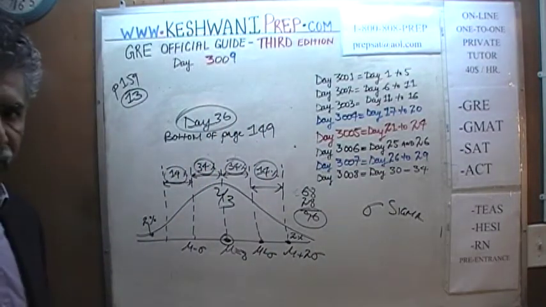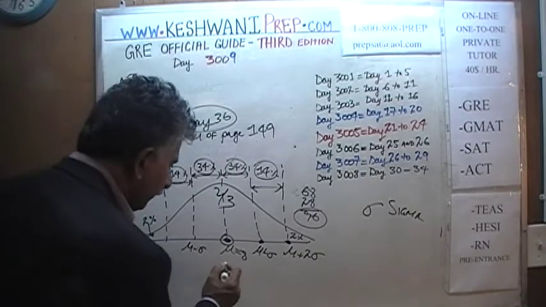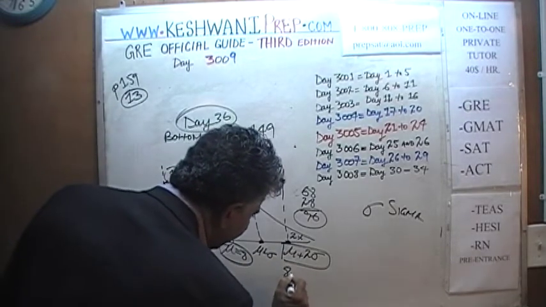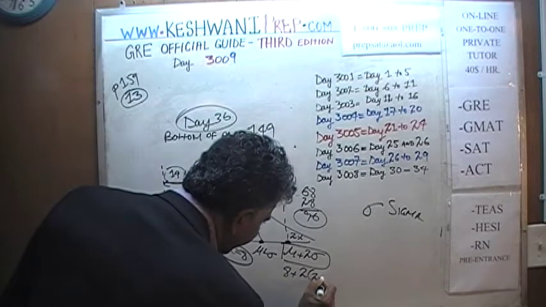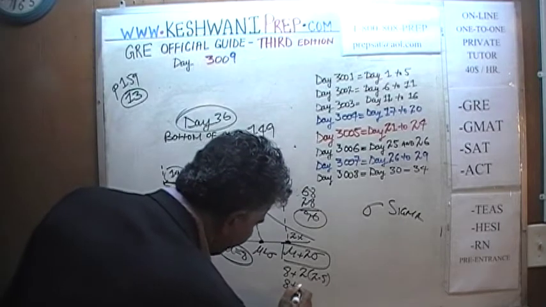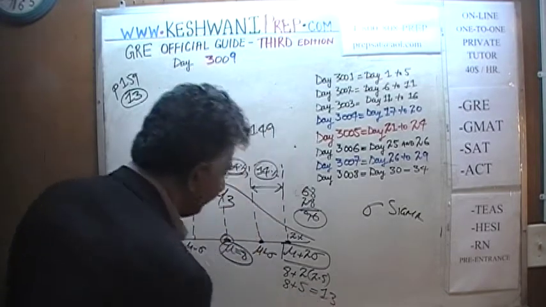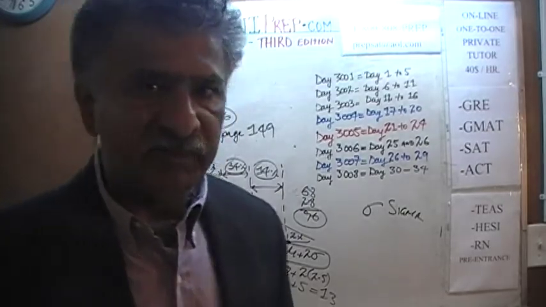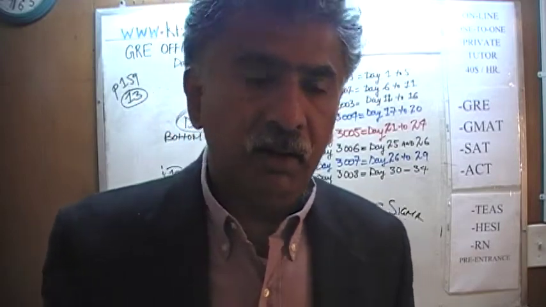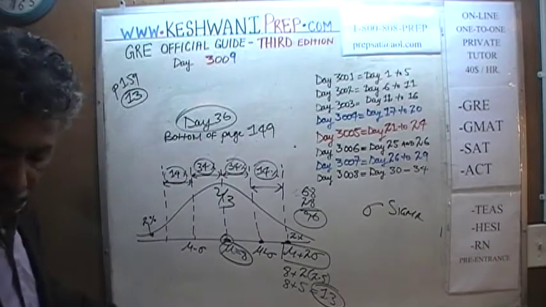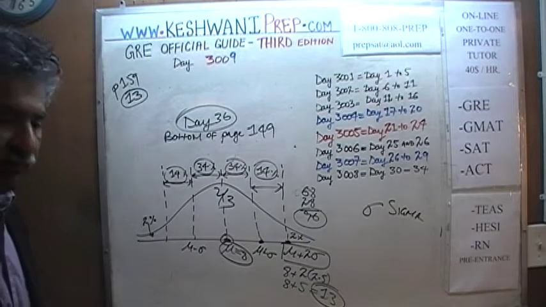Here we're looking for an observation that is two standard deviations above the mean. This is your mean, 8. Two standard deviations above the mean is this. And the mean is 8, and the standard deviation we are told is 2.5. So 2 times 2.5 is 5, so it's 8 plus 5, and the answer is 13. An observation that falls two standard deviations above the mean, given that the mean is 8 and the standard deviation is 2.5, has a value of 13.